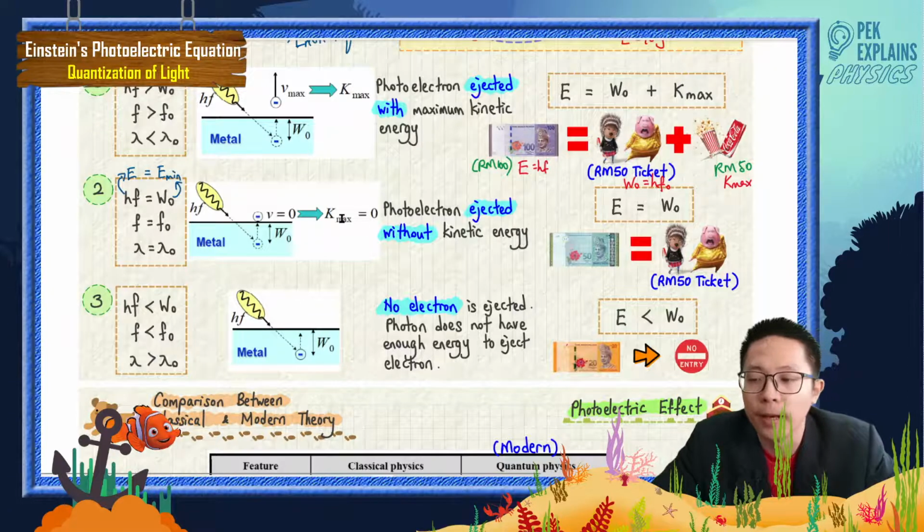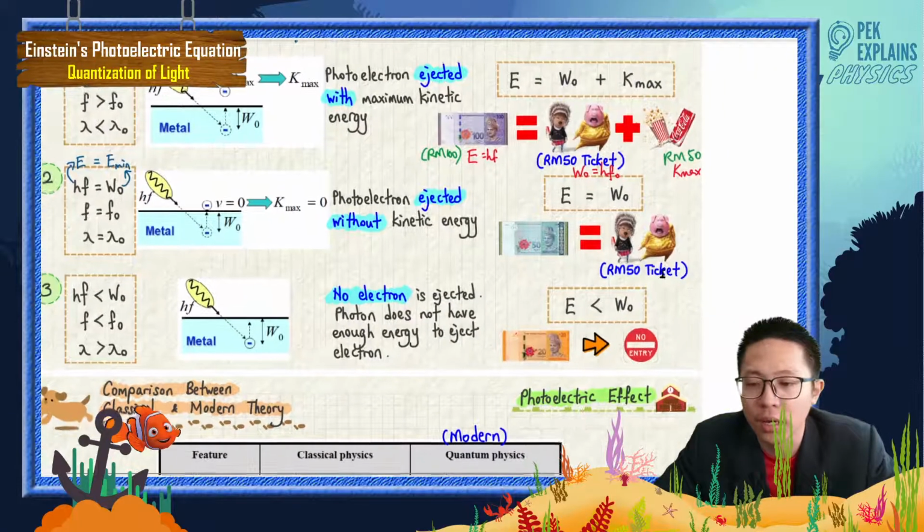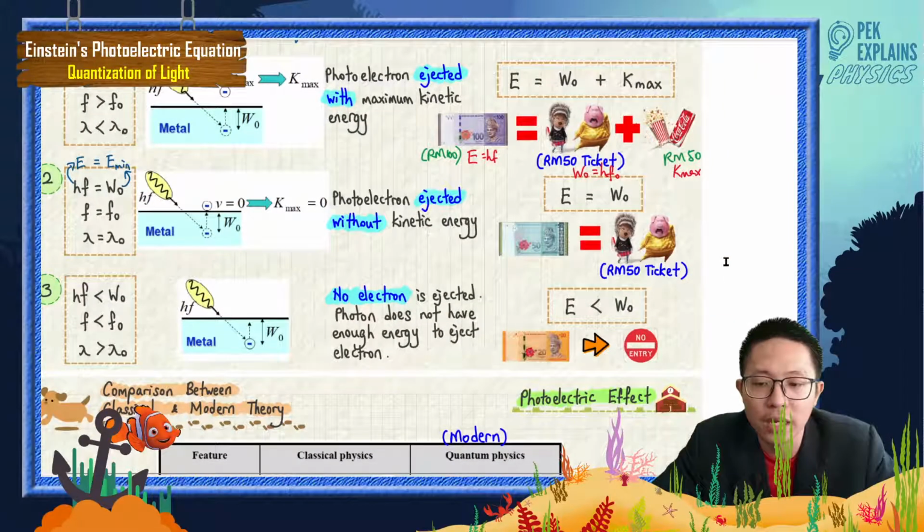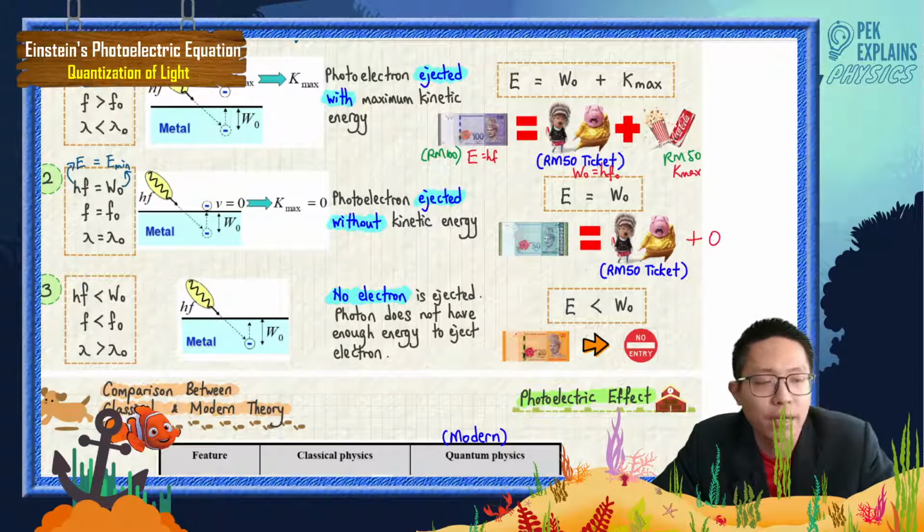Can the electron be ejected? First thing, can the electron be ejected? Yes, because it's just like you have 50 ringgit. Now your mommy only gives you 50 ringgit, just for you to enjoy the show. So you can just pay the entrance to enjoy the show. You don't have any extra cash to buy any snack or anything. So no more kinetic energy.